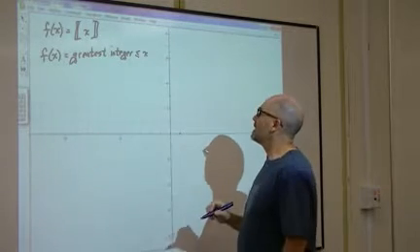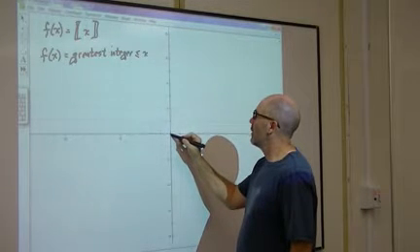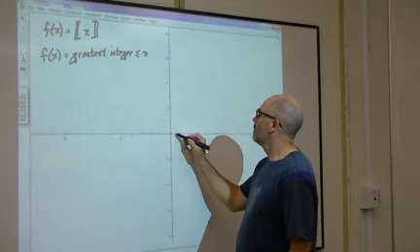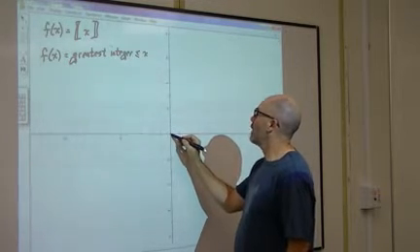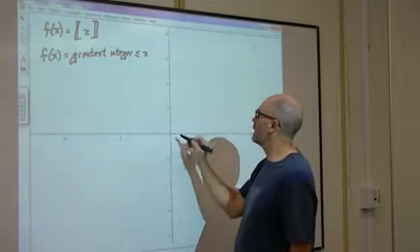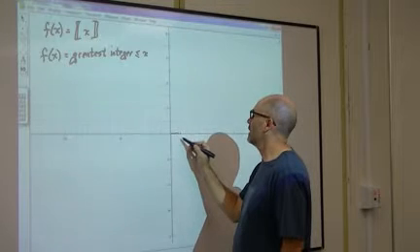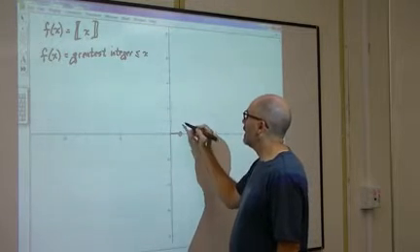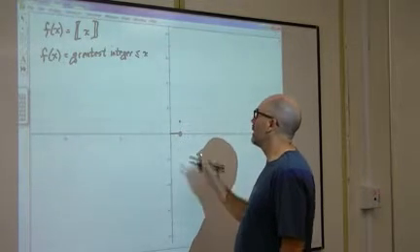So if I make x 0, the greatest integer less than or equal to 0 is 0. If I make x 1/2 or 0.5 or 0.6, 0.7, 0.8, 0.9, the greatest integer that's less than or equal to all those decimals is going to equal 0. Now when I get to 1, then it jumps up to the greatest integer less than or equal to 1, which is 1.